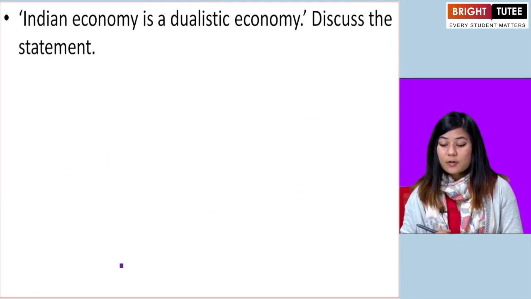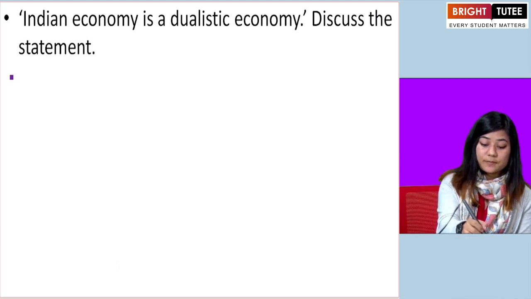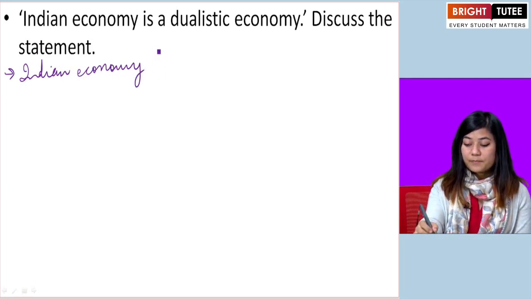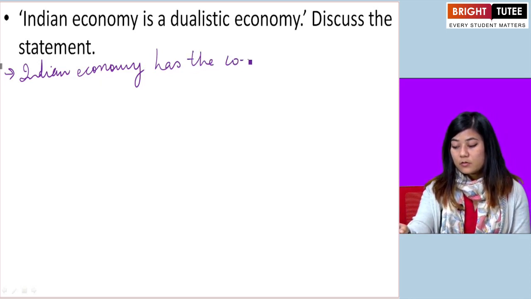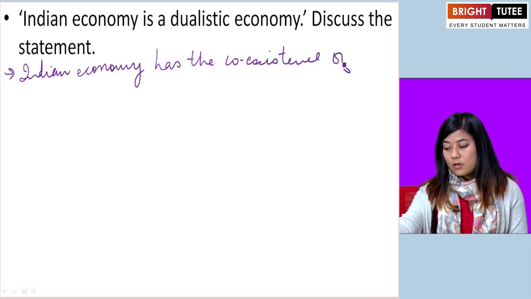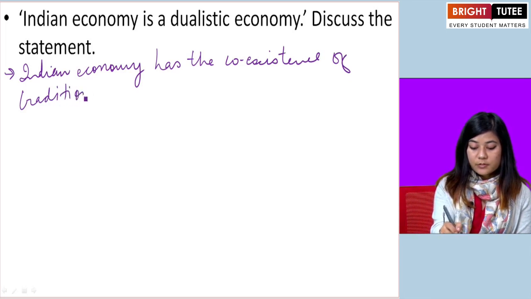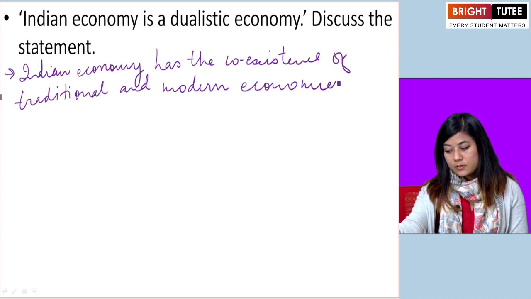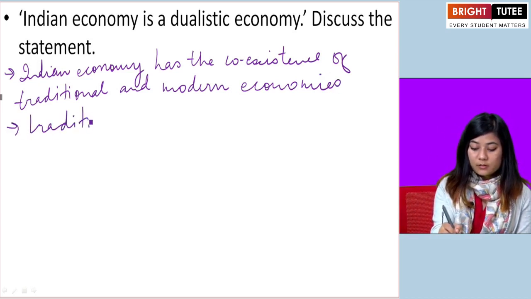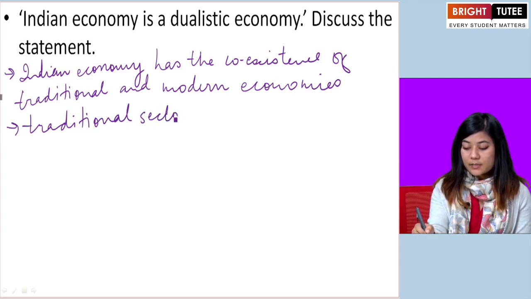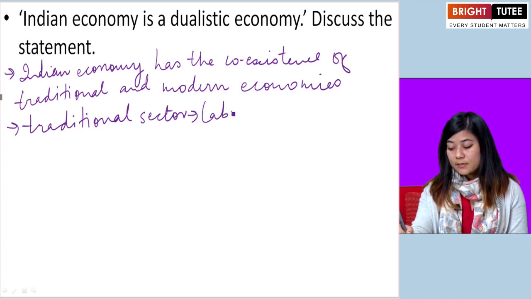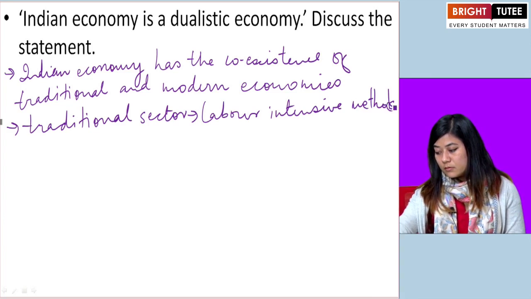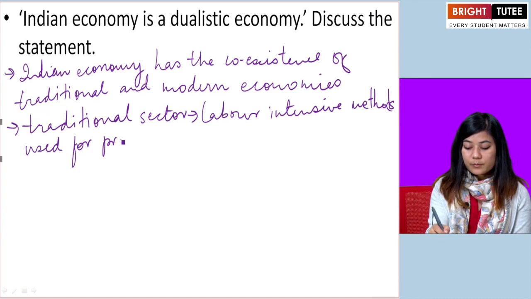The next one, Indian economy is a dualistic economy. Discuss the statement. This means economy has the coexistence of traditional and modern economies. Okay? In traditional economic sector, we find labor intensive methods used for production.